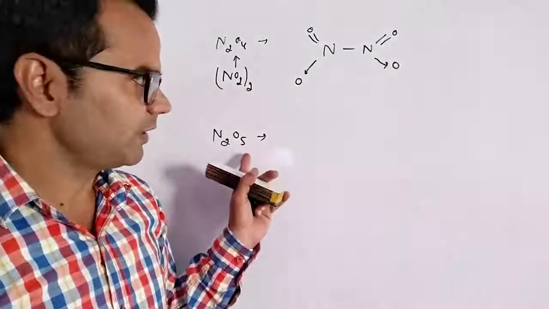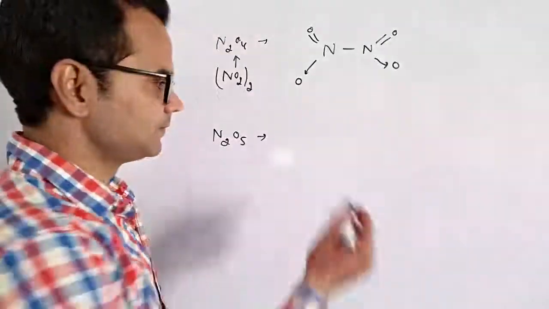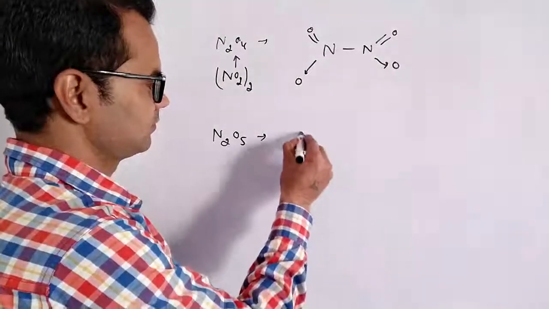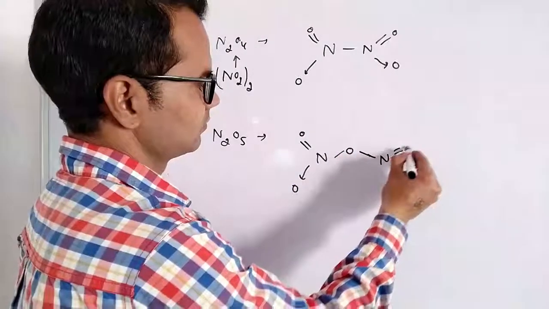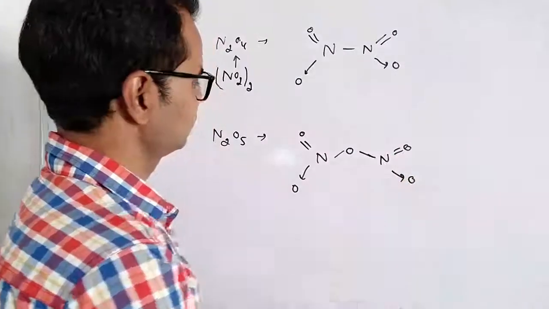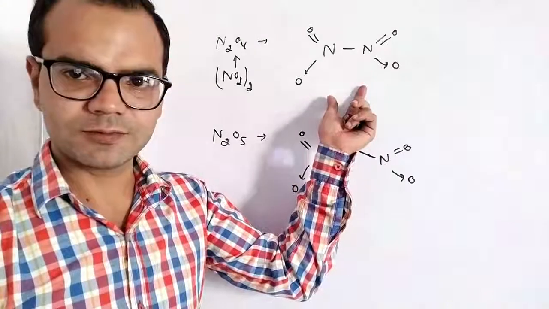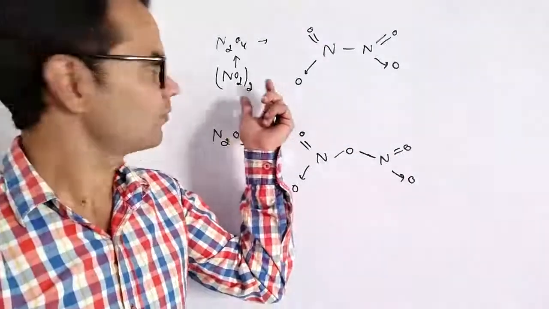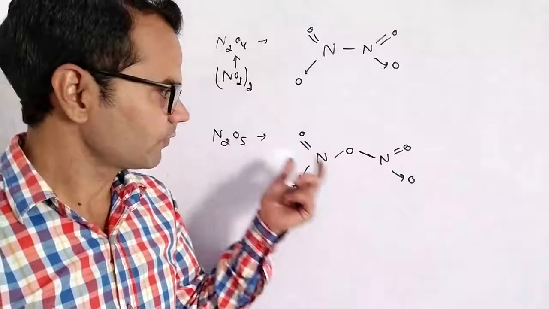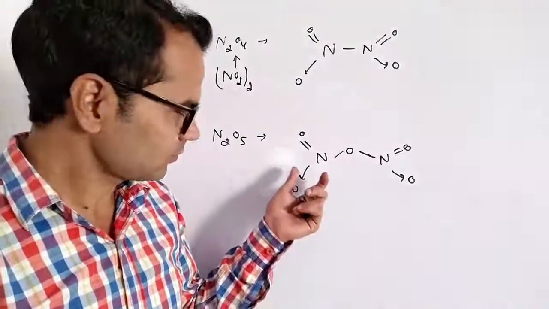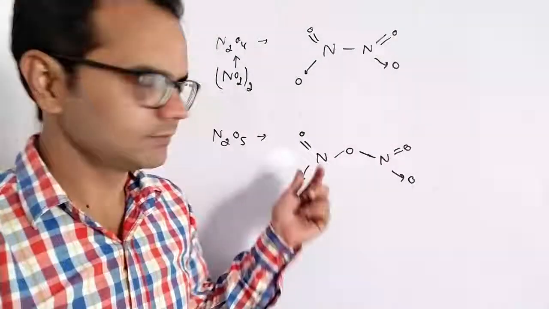And in nitrogen pentoxide, there is one oxygen linkage between both nitrogen atoms. So this is a pentoxide, this is a tetroxide. Tetroxide is the dimer of NO2 and this is a pentoxide. Pentoxide is formed by the dehydration of nitric acid by using phosphorus pentoxide.